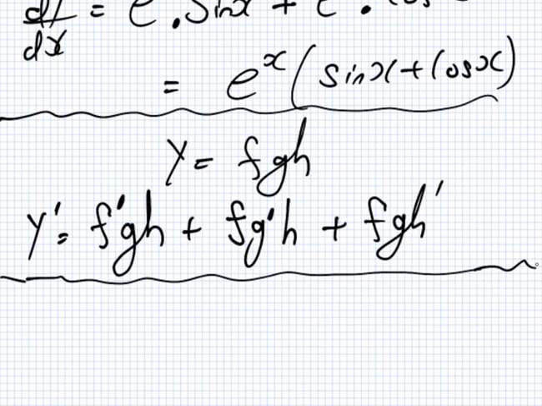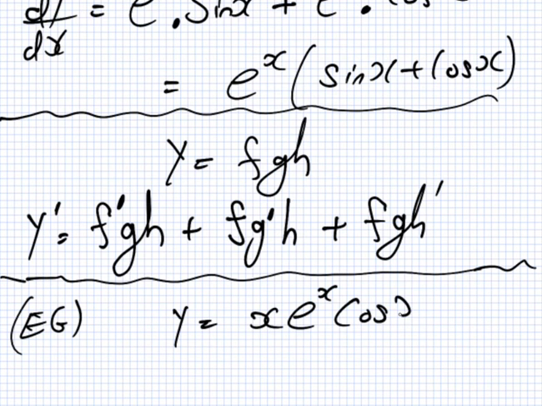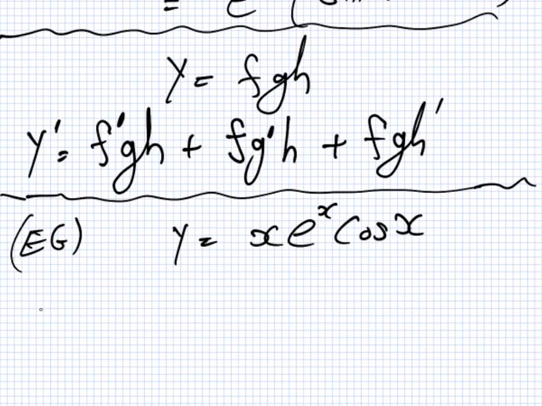So basically, if y equals f multiply g, then the derivative is f derivative multiply g plus f multiply g derivative. And this is called the product rule.